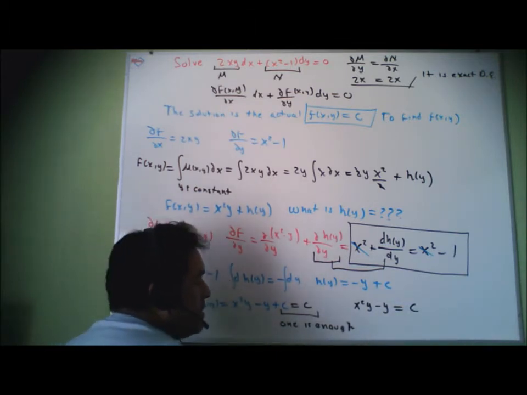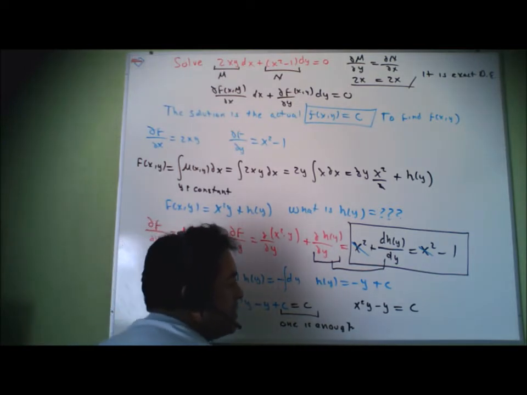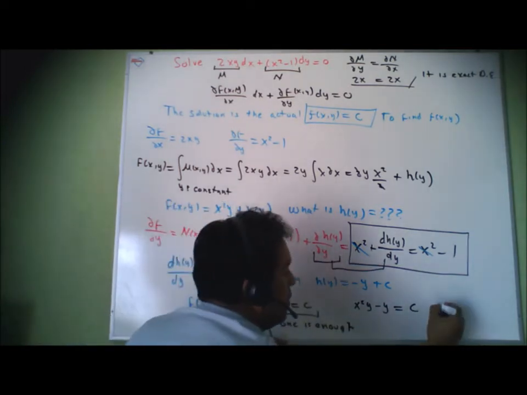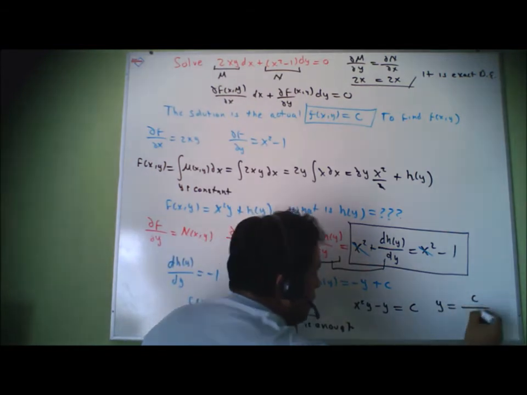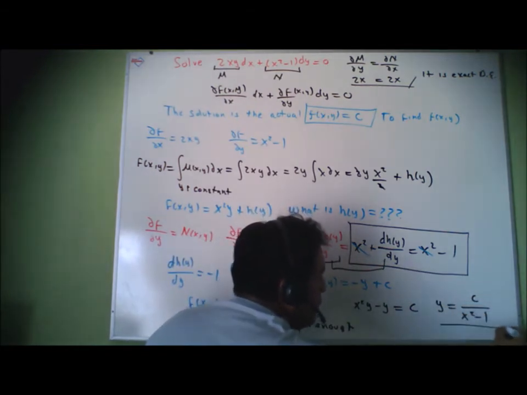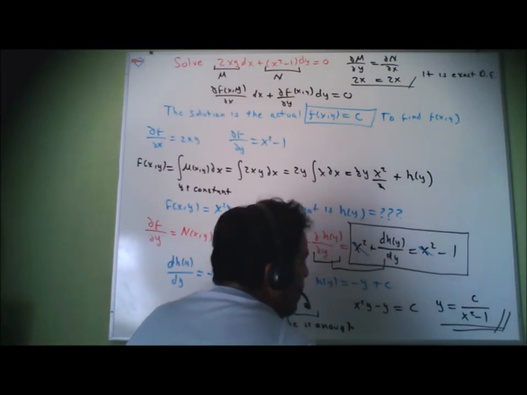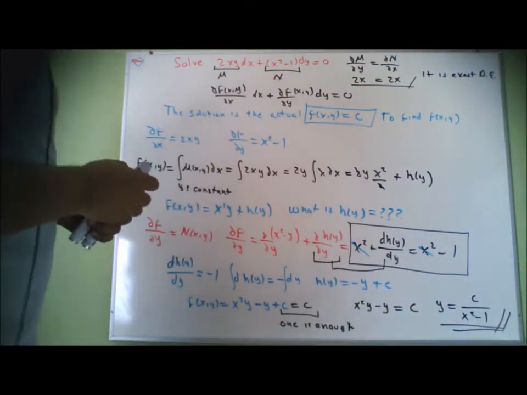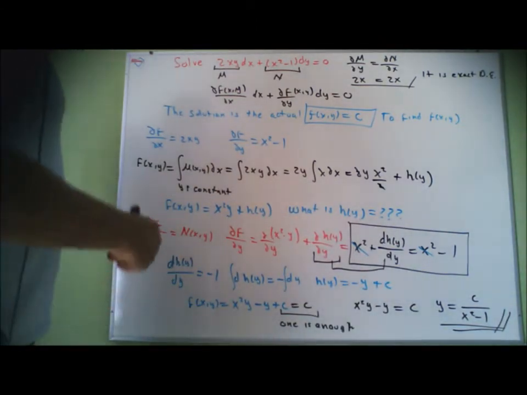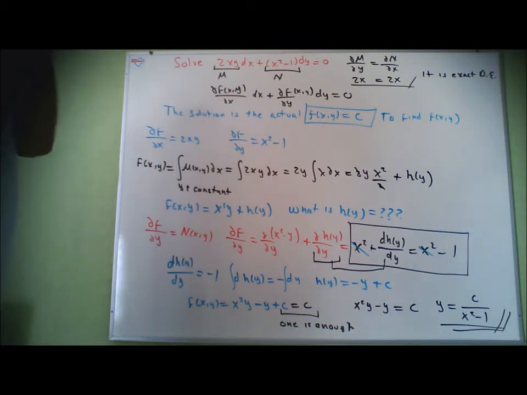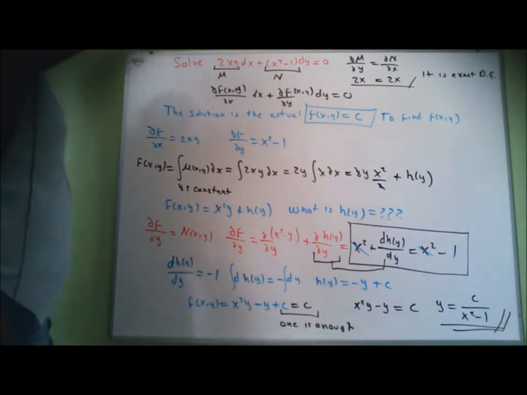Now this is an implicit solution. If you want to have the explicit solution, you just clear the y, and y is equal to c over x squared minus 1. And this is the solution of the exact differential equation. Alright? Okay, engineers, just to reconsider the steps.